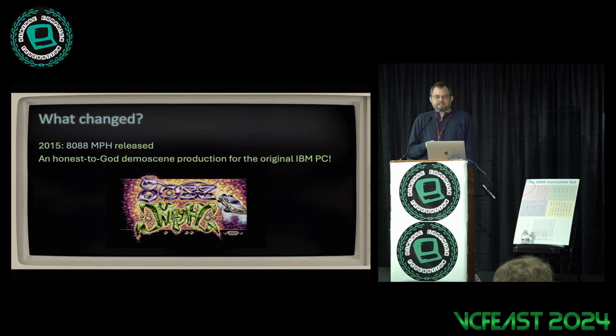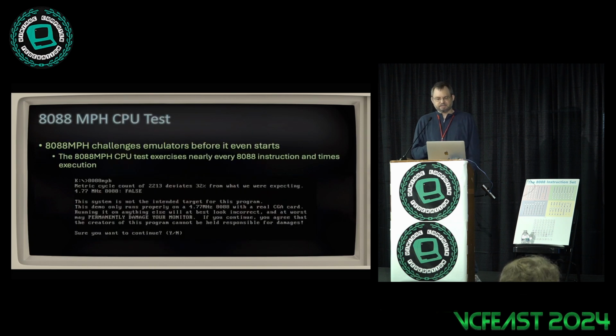So we didn't really have any demos for the PC until 2015. Anybody heard of this? 8088 MPH was released. This was the first full-length demo scene production for the original IBM PC. Runs on an unmodified 5150 with a CGA card. And its main claim to fame is getting 1,000 colors out of the 16-color composite CGA mode, which is pretty impressive. But it also just basically beats the hell out of the CPU.